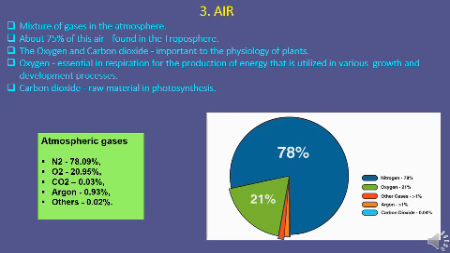Third element is air, which is the mixture of gases in the atmosphere, and about 75% of this air is found in the troposphere. The oxygen and carbon dioxide in the air are important to the physiology of plants, and oxygen is essential in respiration for the production of energy that is utilized in various growth and development processes. Carbon dioxide is a raw material in photosynthesis. In the contribution of atmospheric gases, nitrogen contributes about 78%, oxygen 21%, carbon dioxide 0.03%, argon 0.93% and other gases about 0.2%.